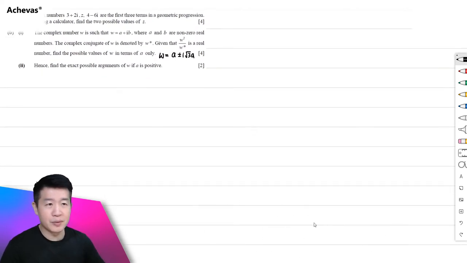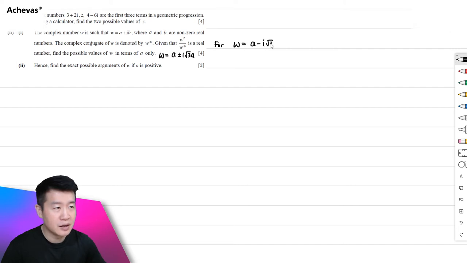We want to find the two possible arguments of W. So I will have two possible W. W is either A minus i square root of 3A, or another possible W will be A plus i square root of 3A. So to find the argument of this, let's try to do a sketch of this on an Argand diagram. So on an Argand diagram, since the question tells me that A is a positive number, we have A and we have a negative square root of 3A. And the argument is this.